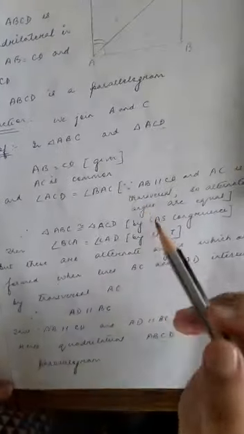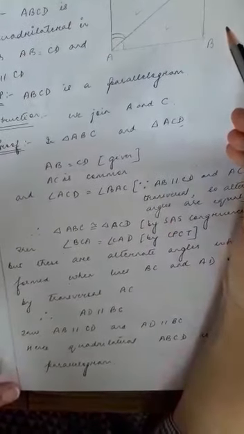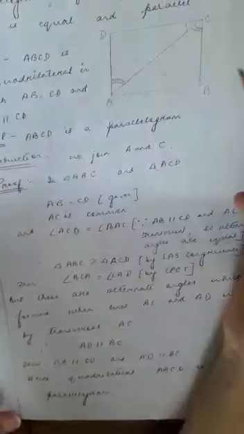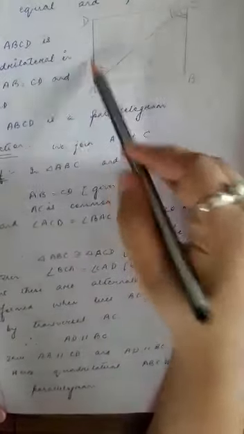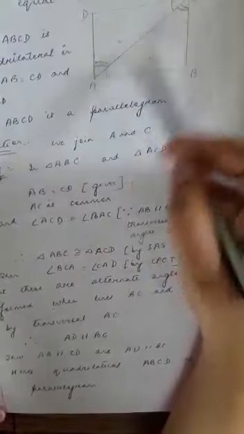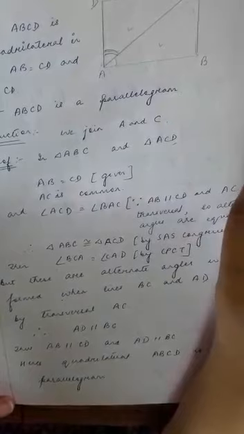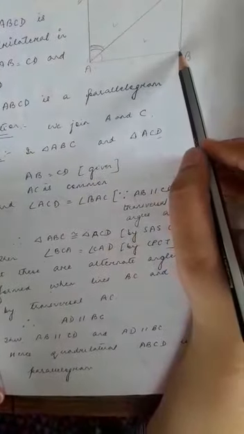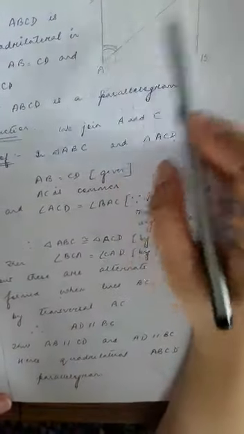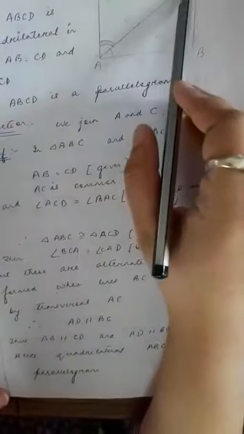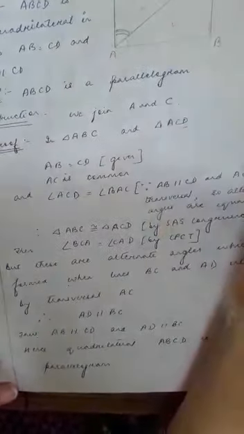So now by CPCT, we can say that angle BCA is equal to angle CAD. But again, these are alternate angles which are formed when the lines BC and AD are intersected by the transversal AC at the points A and C. So now we can say from this that AD is parallel to BC, and it is already given to you that AB is parallel to CD. So AD is parallel to BC and AB is parallel to CD. Thus we can say that this quadrilateral is a parallelogram because the opposite sides are parallel to each other.